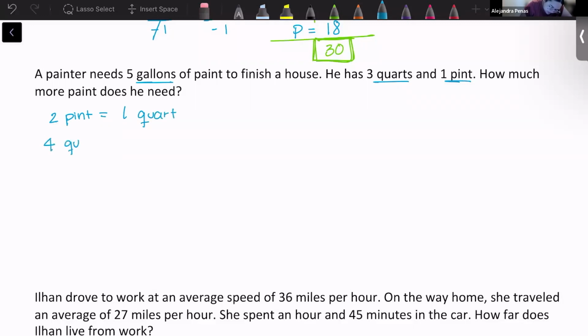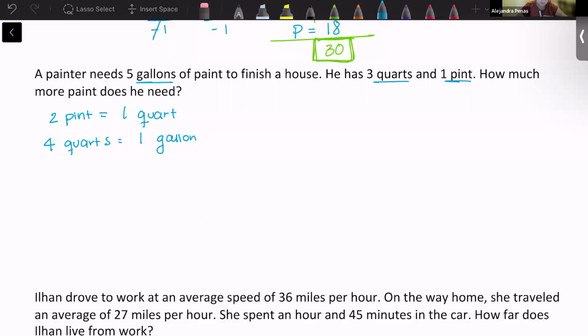So it looks like we're going from gallons and we're going to have to go down to quarts and pints. So let's first just write down the conversions. So we have that 2 pints is 1 quart. 4 quarts is 1 gallon. That one is kind of easy to remember because quart sounds like quarters. And there's 4 quarters in a dollar, 4 quarts in a gallon. Pretty self-explanatory.